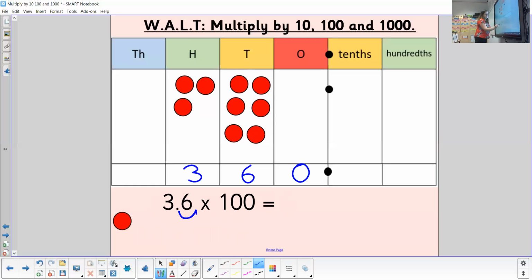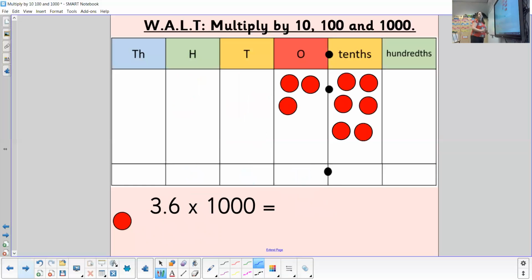I'm going to go 1 and then 2 and put my point there. Can't leave the gap. I'm just going to write it underneath. I've got my 3, I've got my 6, and in my gap I need to put 0. So my answer is 360. I always check, does that make sense? 3 times 100 would be 300. That does make sense. 3.6 times 100 is 360.